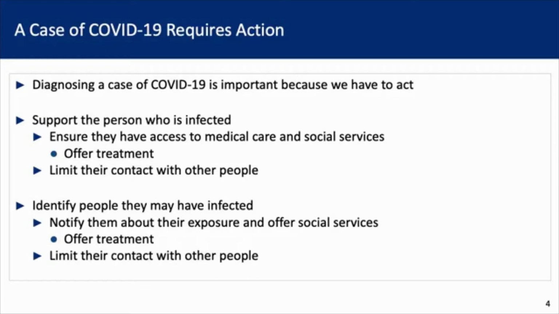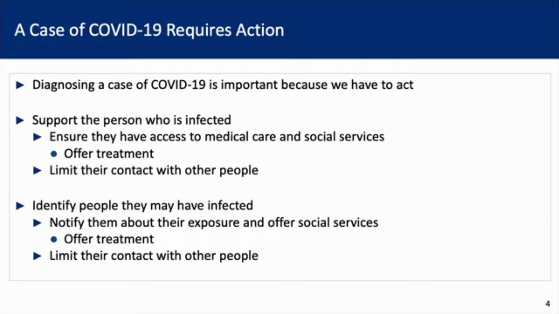Right now, we only have basic supportive treatments available, but one day, if we have other treatments or curative treatments, they would need to be identified so they can be offered those curative treatments. We also need to act to be sure that those cases are limiting their contact with other people. This is important because someone who's infected can infect others. And part of our goal as public health practitioners is to prevent the spread of COVID-19. So when we diagnose a case, we need to find them, offer them medical support, and also make sure they're changing their behavior to limit their contact with other people to reduce the risk of transmission.